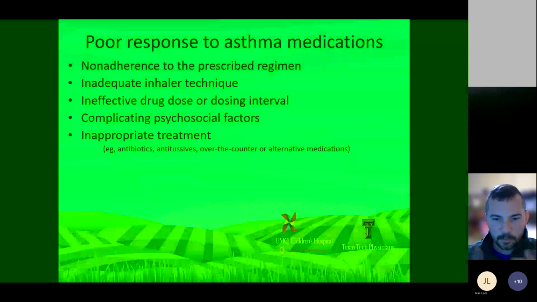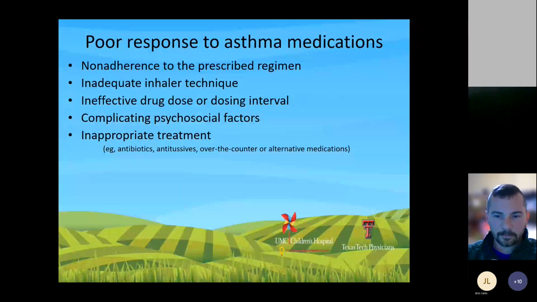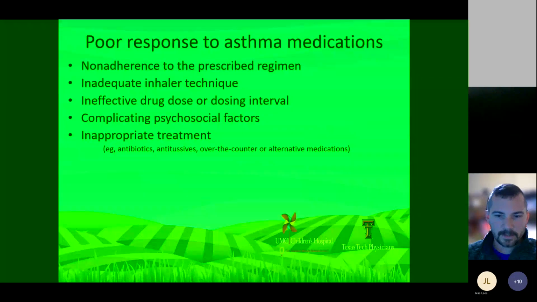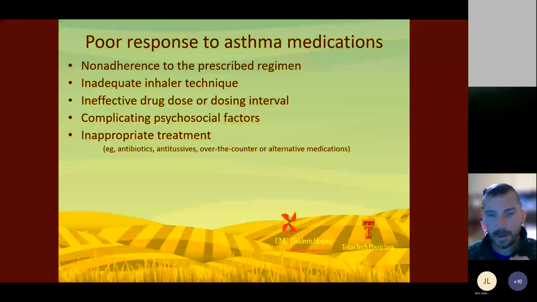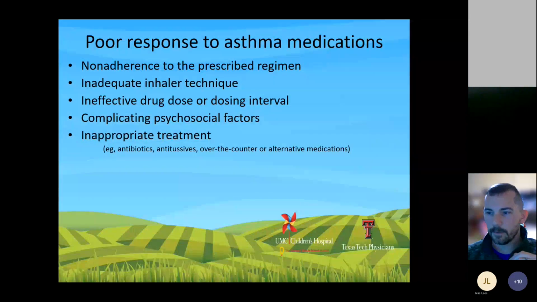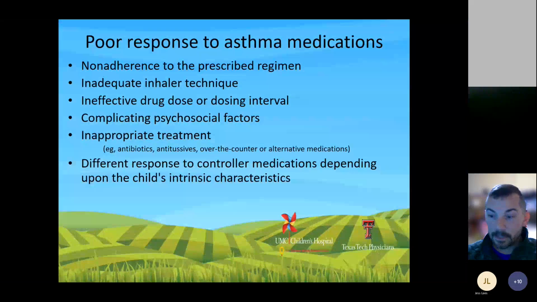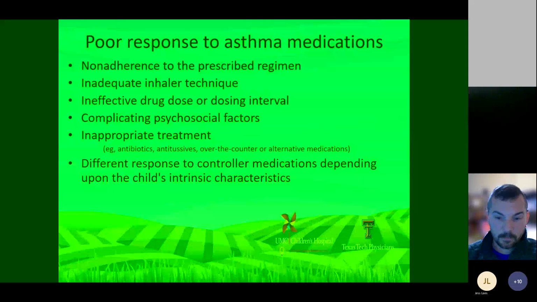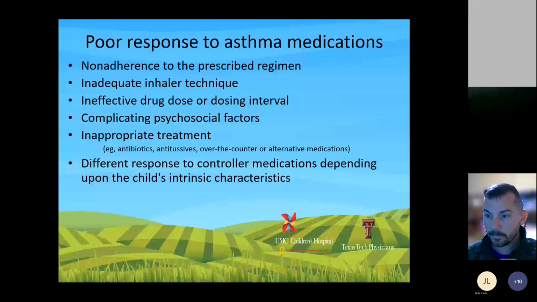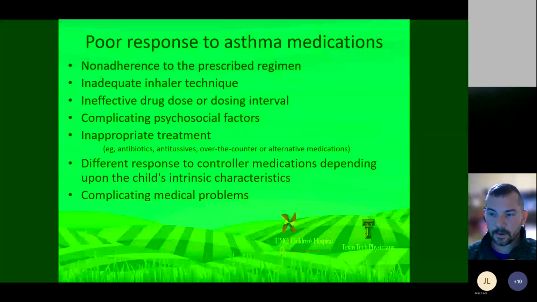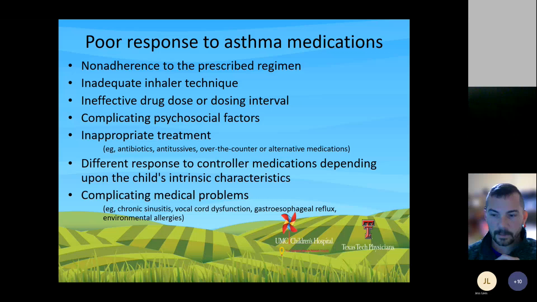So people prescribe antibiotics, cough medicines. Not a big fan of cough medicines, but they are a little helpful in some situations. Over-the-counter alternative medicines: people going out just trying to treat with whatever, not necessarily fixing the problem. Different responses to controller medications. Some kids aren't a lot, and even maxed out, they may need more, vice versa. Obviously, other complicating medical problems, such as chronic sinusitis, vocal cord dysfunction, GERD, all of those environmental allergies.